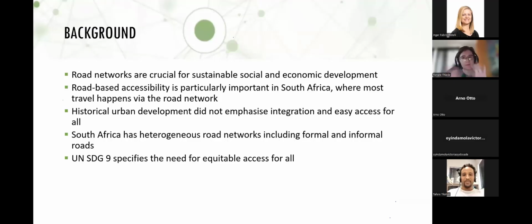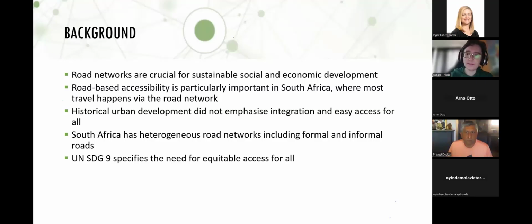But that does lead to a very heterogeneous road network with very different types of neighborhoods with different road network patterns interacting with each other. So things are confusing, essentially. And of course, we want equitable access for everyone. It's specified by UN Sustainable Development Goal 9, and it's also just common sense that we want everyone to have equitable access.